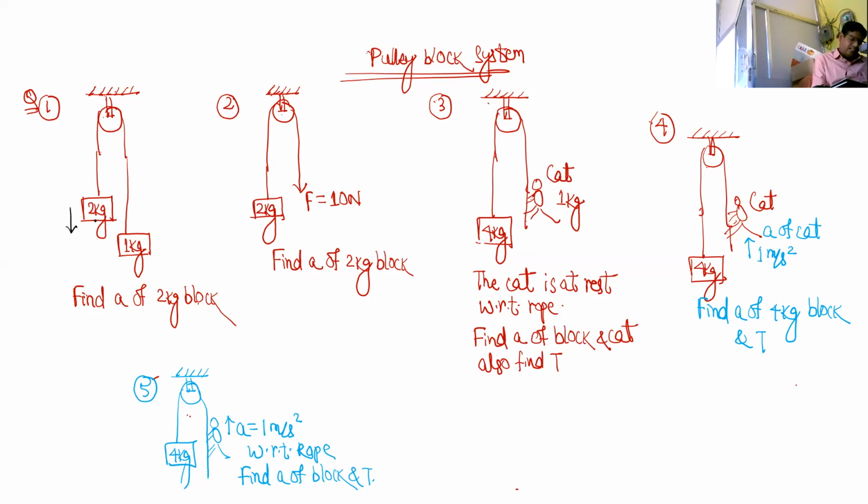Here this side 20 Newton force is acting, this side 10 Newton force is acting, so here acceleration will be how much? 20 minus 10, net force is 10 by total mass is 3, so 10 by 3. And here tension will be 2 m1 m2 g by m1 plus m2, so 40 by 3. Have you got this much?